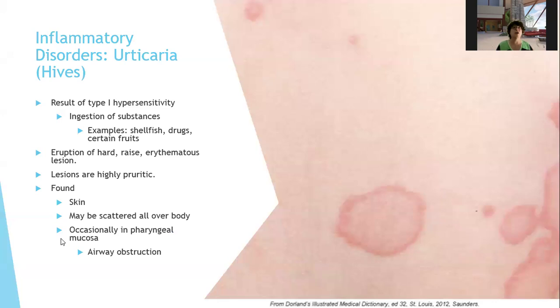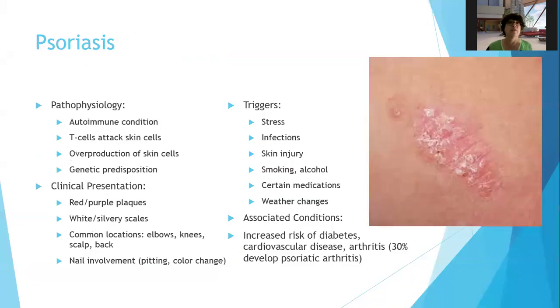So urticaria is hives. It's a type 1 hypersensitivity. Usually, like food allergies can cause this. You get these hard raised red erythematous lesions, and they're itchy. So they're usually found on the skin. They might be scattered all over the body. Sometimes you get it in the pharyngeal mucosa, and it can cause an airway restriction. So that can be pretty serious.